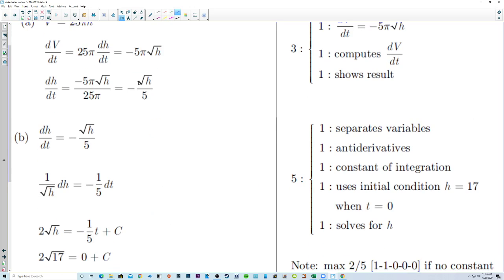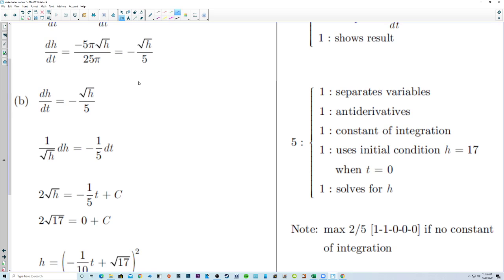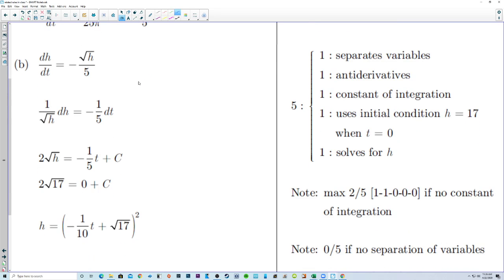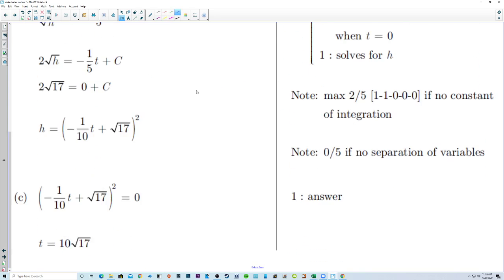Here is the rubric. Notice that again, solving a differential equation is worth 5 big points. So if that's on there, that's going to be 5 big ones for you.